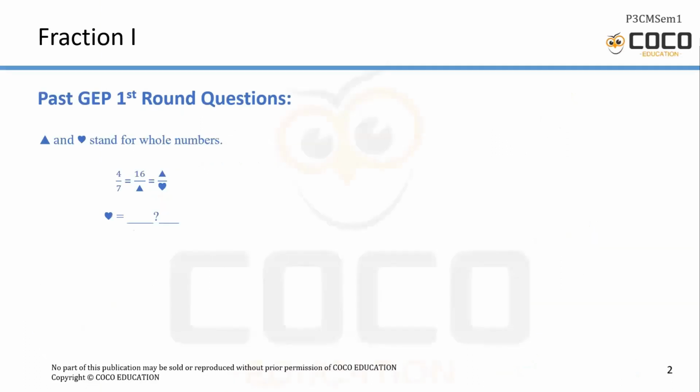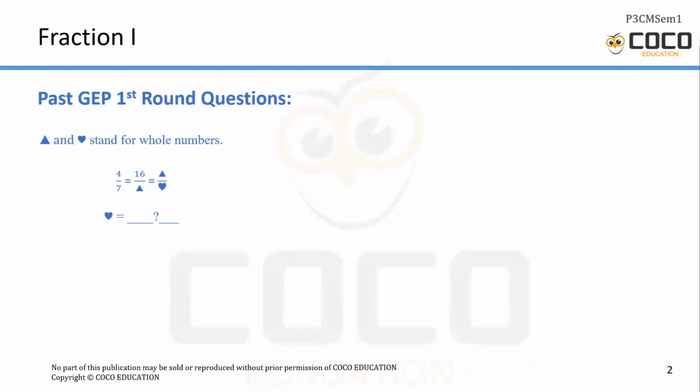This tab is, I think, the easiest tab. It is about the equivalent fraction. So we all know for the equivalent fraction, for example, 1 over 2 equals 2 over 4, because we can make it bigger by multiplying by the same number, or we can make it smaller by dividing by the same number.